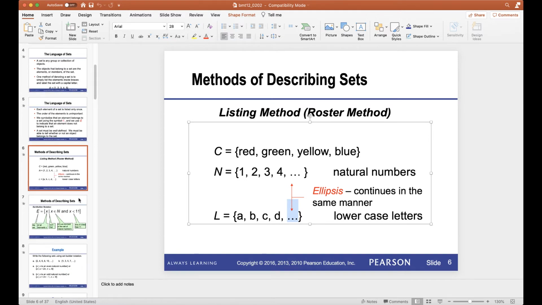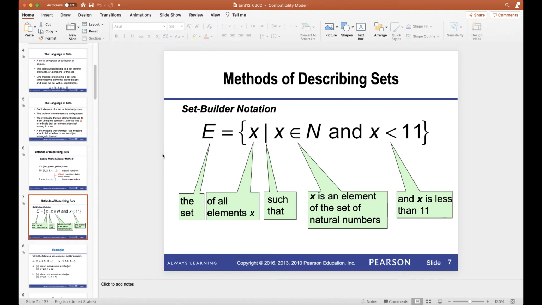Okay. So this is the listing method. You have to see the pattern to be able to determine the rest of the elements in the set, or it's finite. This one does not have ellipses, so you know it stops there. There are only 4.